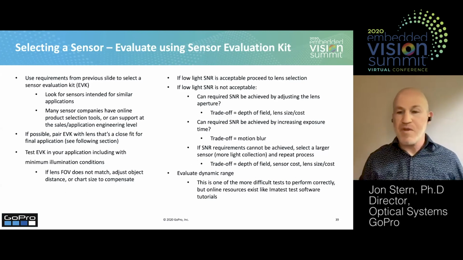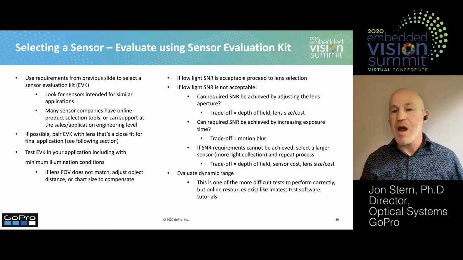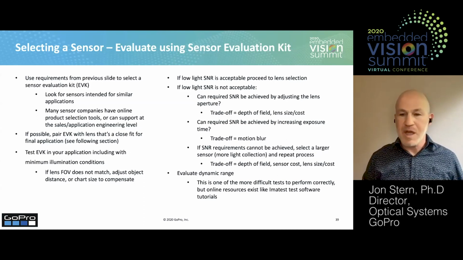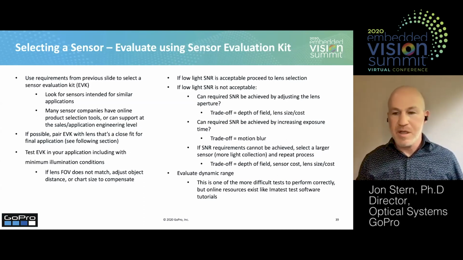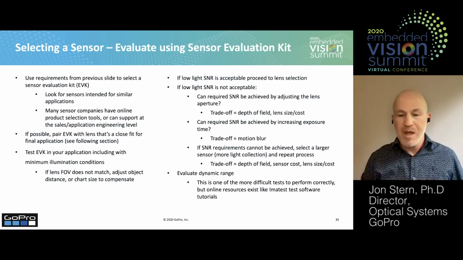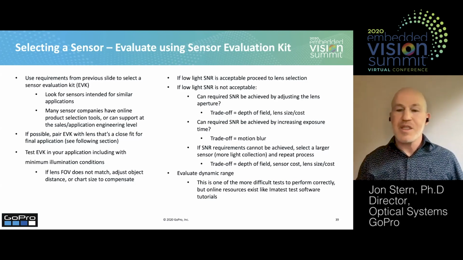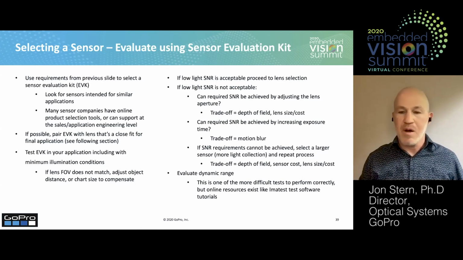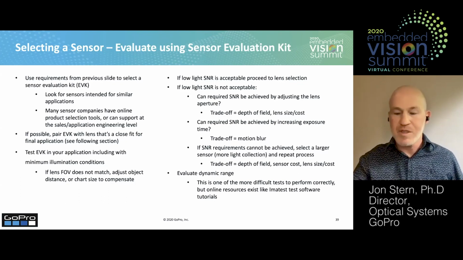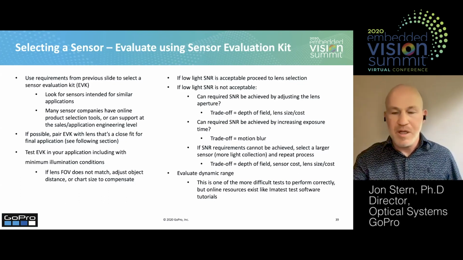So if the signal to noise ratio requirements cannot be achieved, then select a larger sensor, which allows for more light collection, and repeat this process. Trade-offs to pay attention to there are depth of field, sensor cost, and lens size and cost. Evaluate dynamic range. This is actually one of the more difficult tests to perform. I won't go into details here. There are online resources like Imatest test software tutorials that can help in conducting this test.